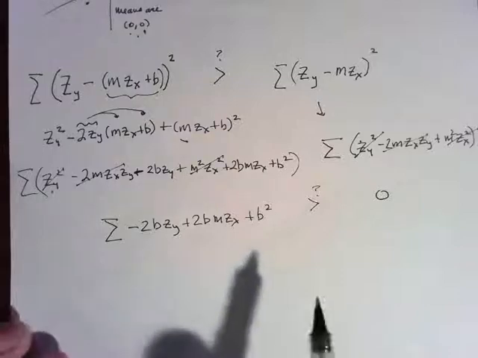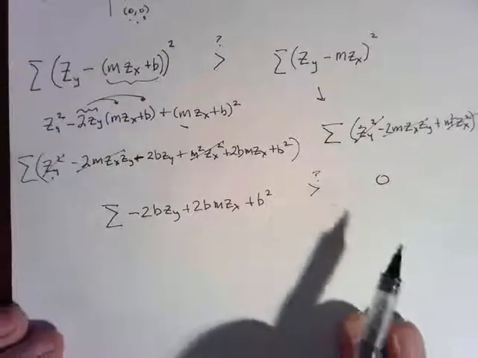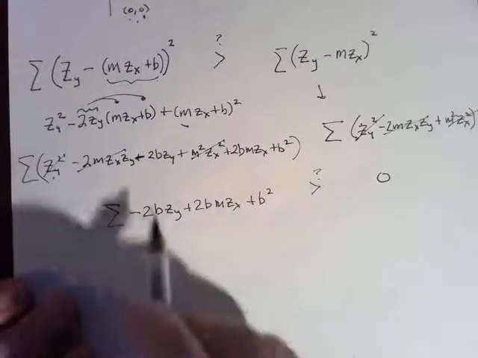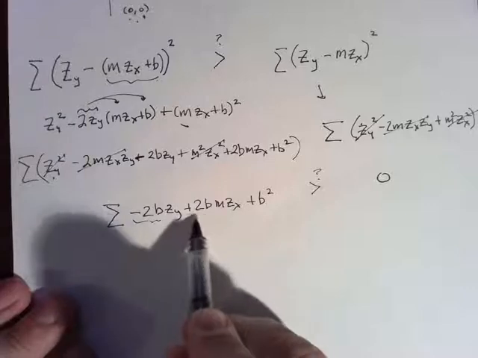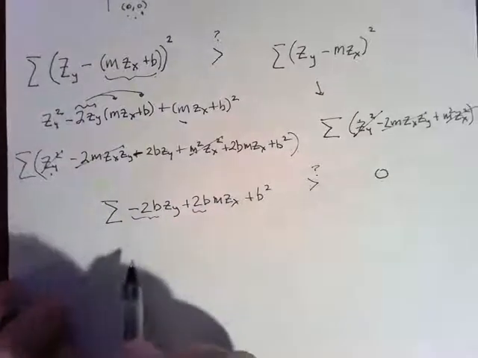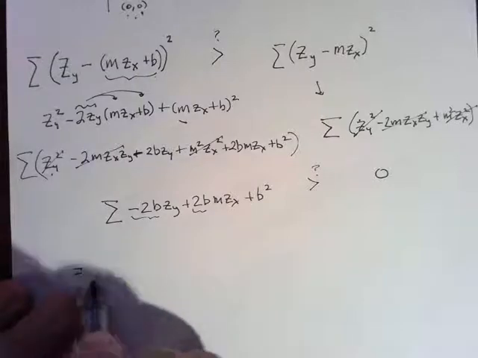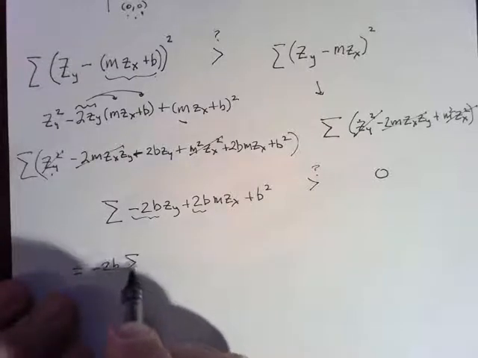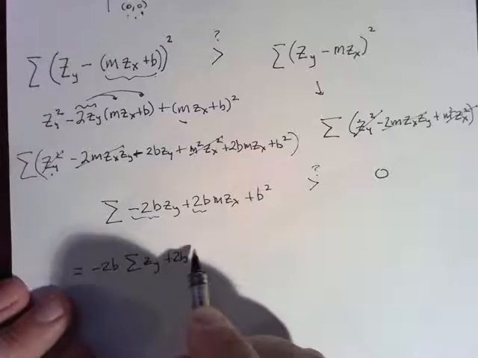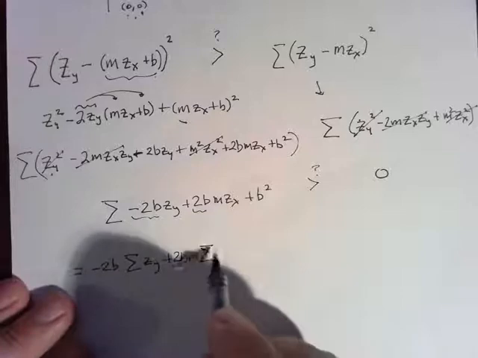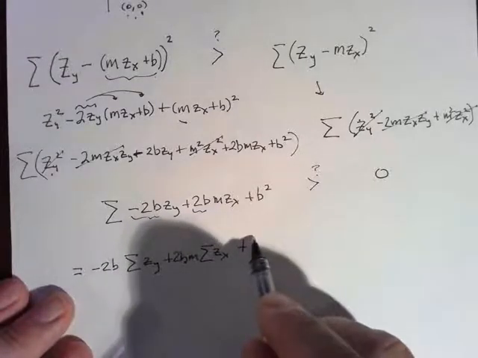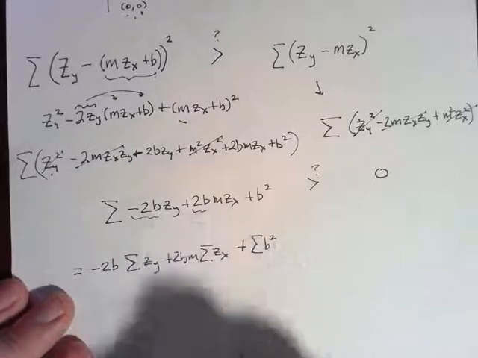And this is going to go back to that previous page we were looking at, the first page with some of the shortcuts. Using my summation notation, this is a constant, this is a constant, this is a constant. So I can distribute these things in and factor the constants out. So what I get is this equals minus 2b sum zy plus 2b m sum zx plus sum b squared.